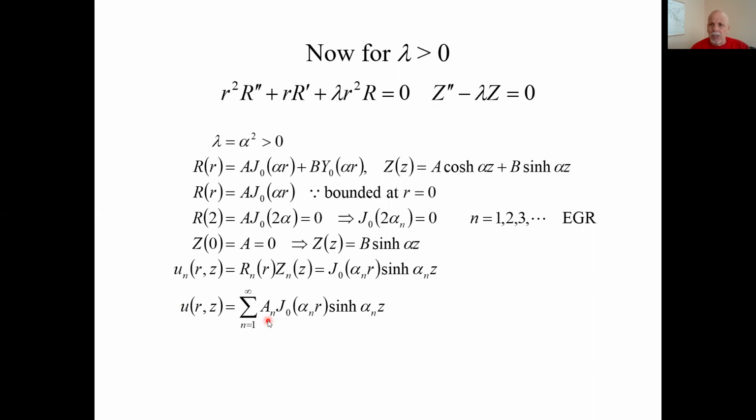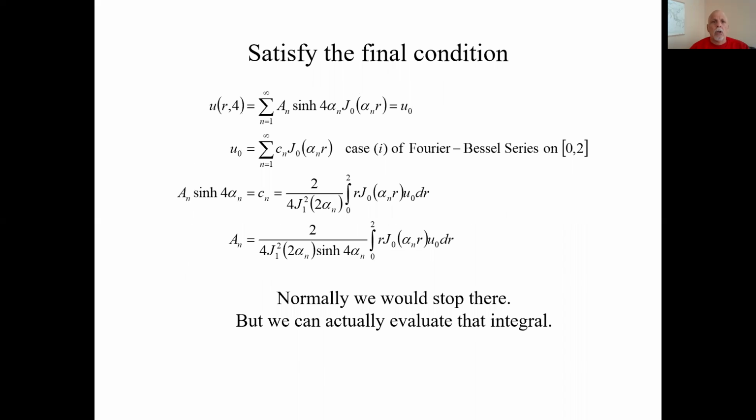We don't have the A sub n's yet because we didn't satisfy the boundary condition of that constant temperature at the top of the cylinder. To do that, we expanded that constant temperature with the Fourier-Bessel series, and that was a case 1 type expansion because of the eigenvalue generating relationship. And so we had a formula for the A sub n's. It was this. This was all review so far.